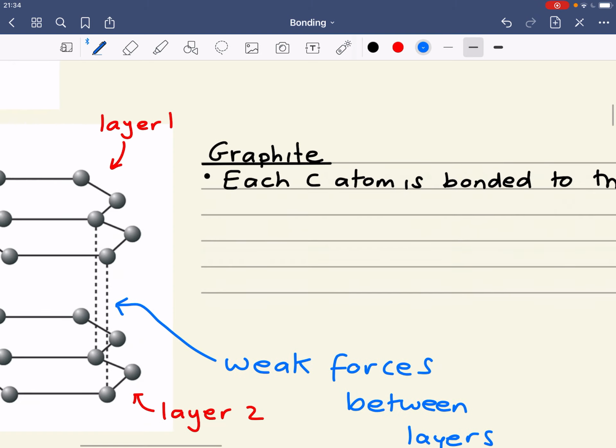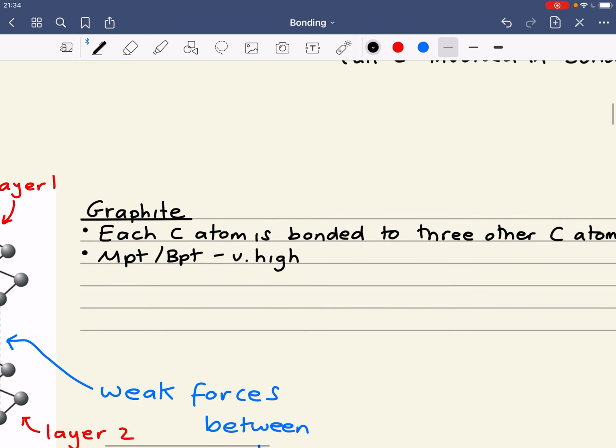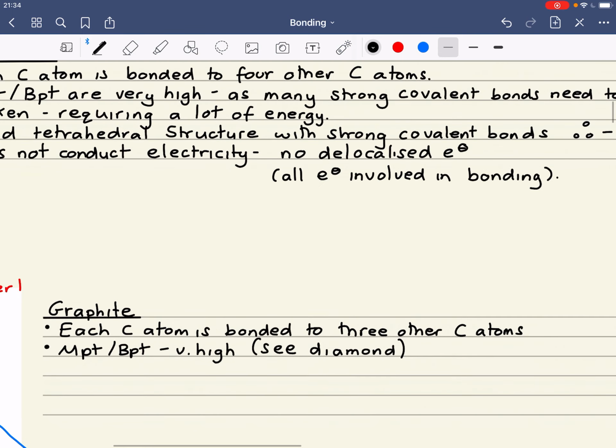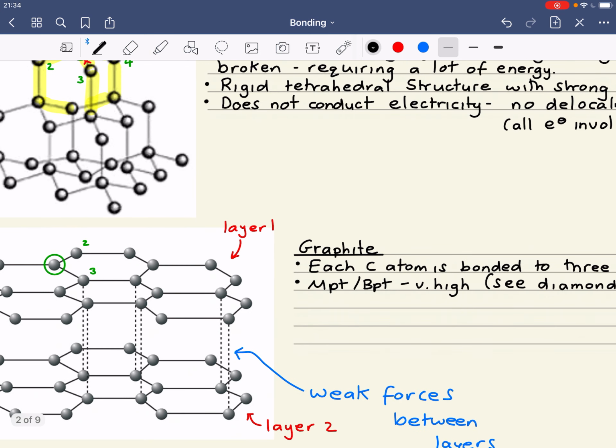Let's have a look at some of the properties now. The first thing to have a look at is the melting point, and it again is very high. Melting and boiling points, very high. And the explanation for that is exactly the same as that of diamond. As many strong covalent bonds need to be broken, requiring a lot of energy. It's just the same for graphite.